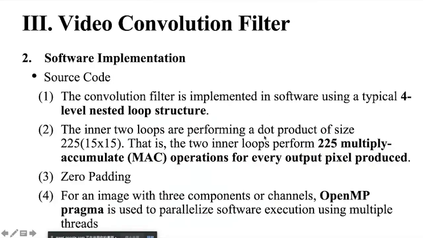Okay, these are some important details in the source code. First, the convolution filter is implemented using a 4-level nested loop structure. The inner loop performs 225 MAC operations for each output pixel produced. And then on the boundary of each image, we do zero padding.